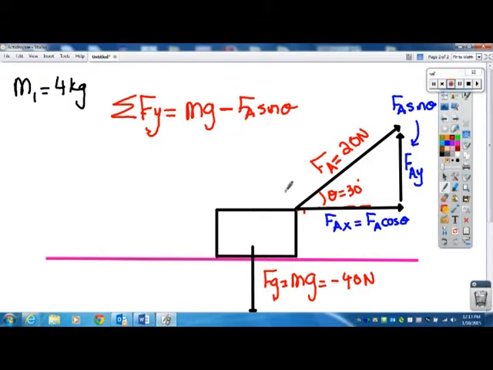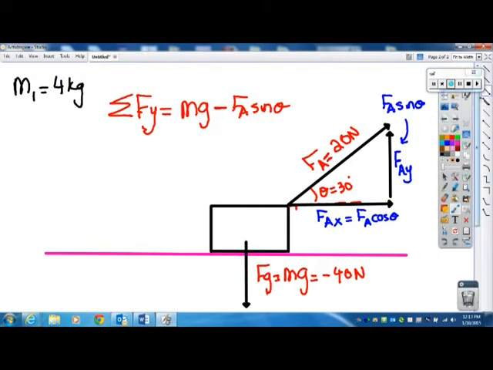So that means if the box doesn't go through the surface, the surface is holding up the box. That means the surface just has to balance this force, mg minus FA sine theta. So the normal force, which is the force that the surface exerts on the object to keep it in balance, is simply going to be the same strength as mg minus FA sine theta, and it's going to be a weaker force.